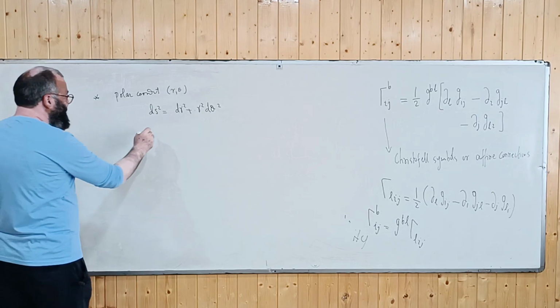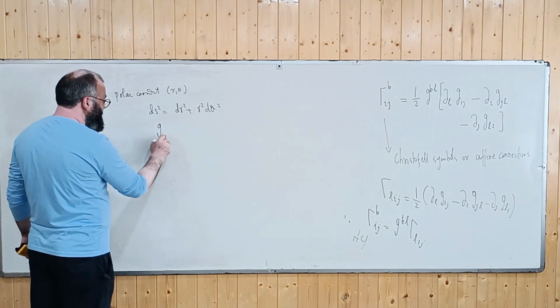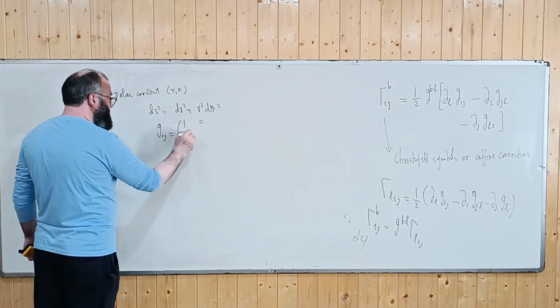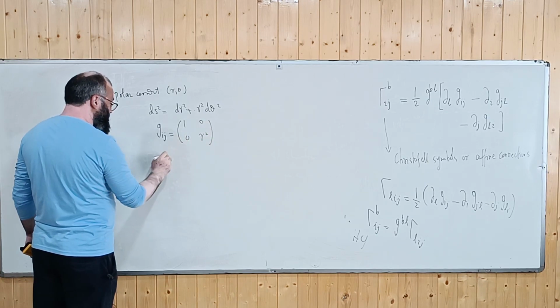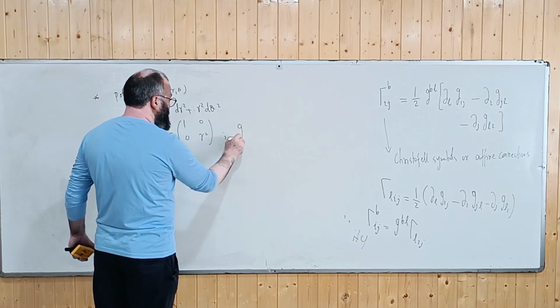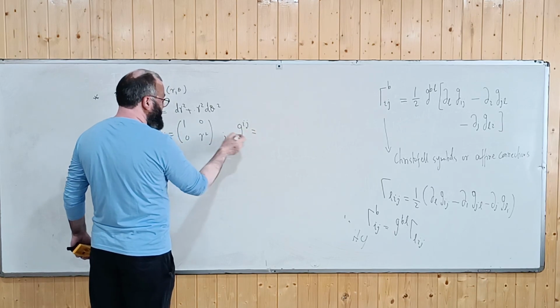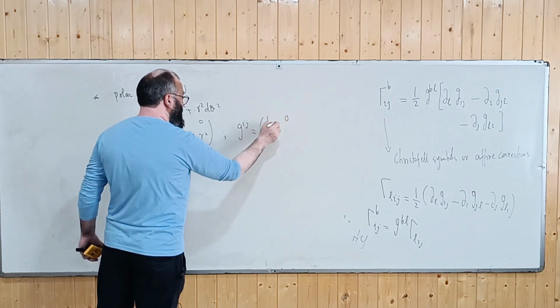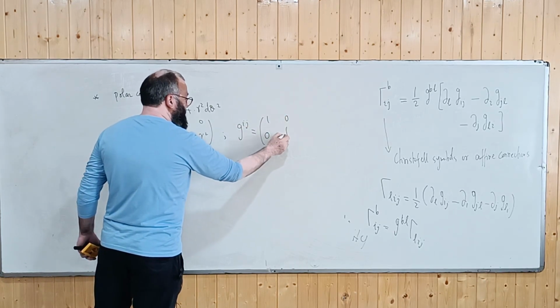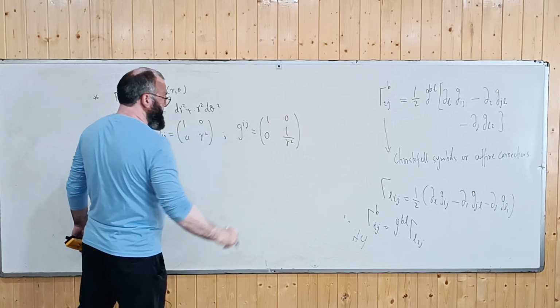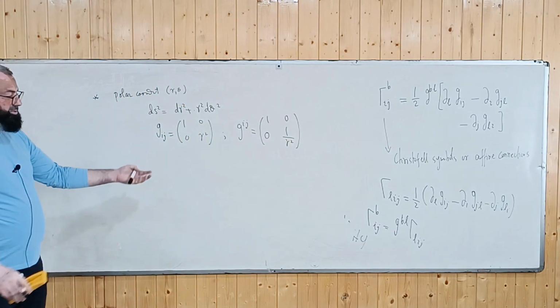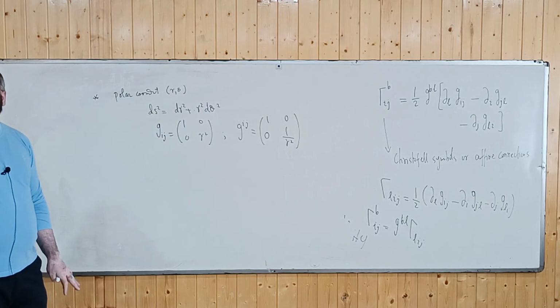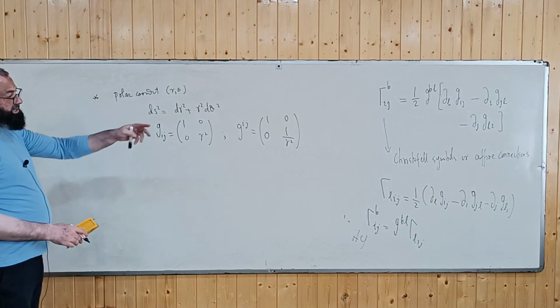What is g? What is g ij? It is equal to the matrix 1, 0, 0, r square. What is its inverse? Inverse means the upper one. It's a diagonal matrix, and the inverse of a diagonal matrix is the inverse of the diagonal elements. Now you can multiply the two, you will see it is equal to identity. Clear?